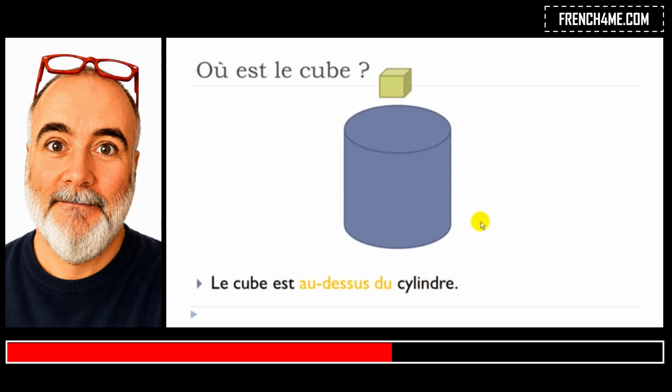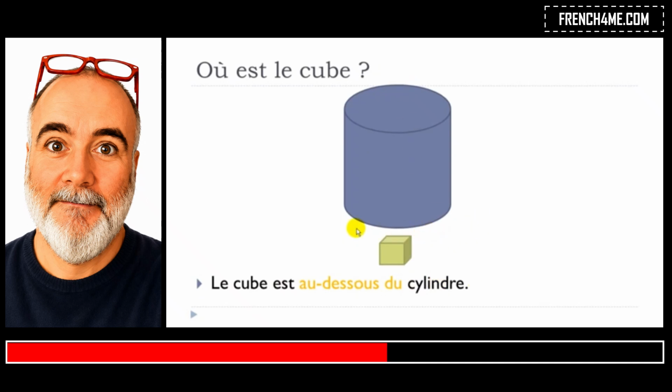Okay? Then, same situation, sorry, but then the opposite, so it's here, and no contact here. You can see no contact. Le cube est au-dessous du cylindre. Okay? Au-dessous, final S not pronounced, du cylindre. Le cube est au-dessous du cylindre.